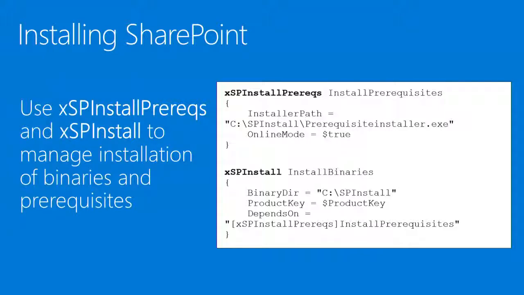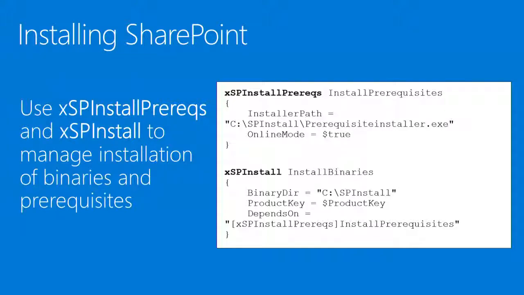So here, I've got a couple of different options. The first one is I tell it where the binaries actually are. Where is prerequisiteinstaller.exe? The second parameter is an online mode, and that's either true or false. Now, I can specify true and leave it at that, and what this will do is let the prereq installer reach out to the internet to pull the components down like it normally does.